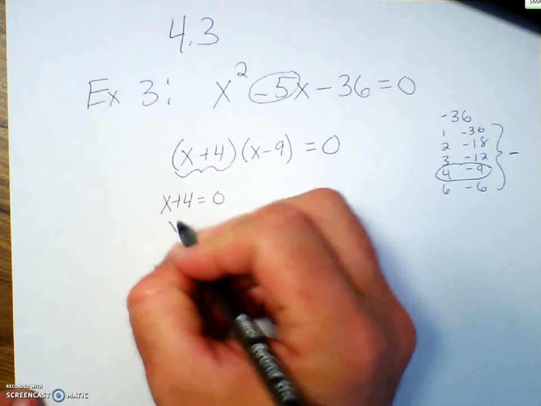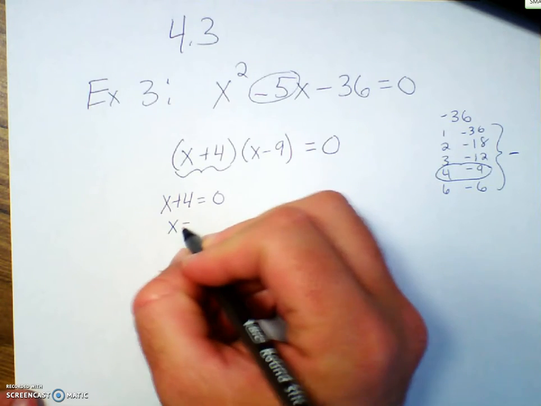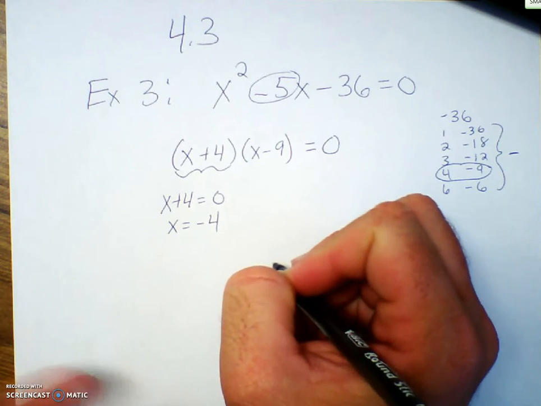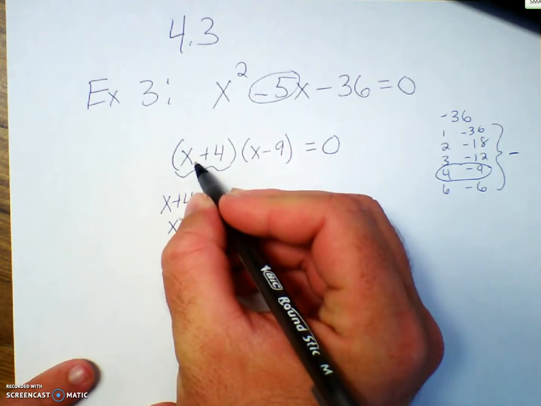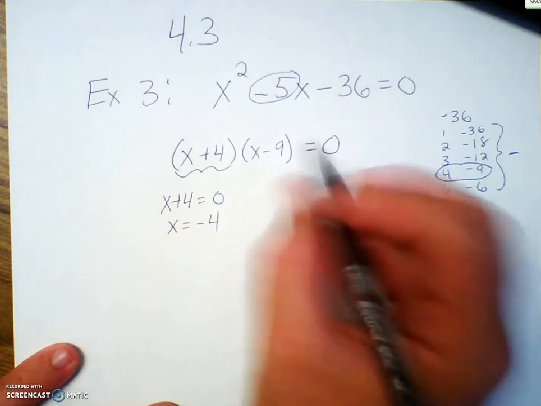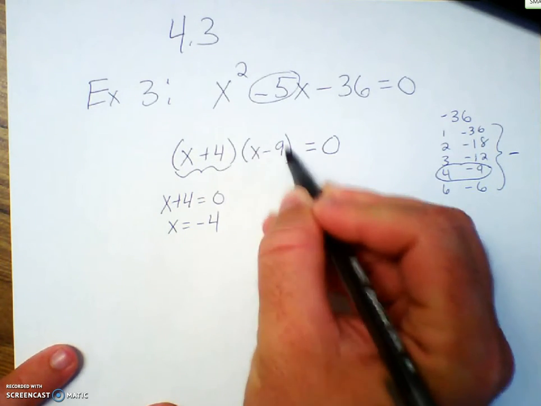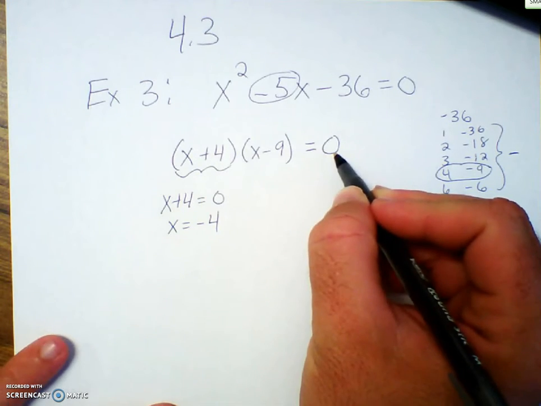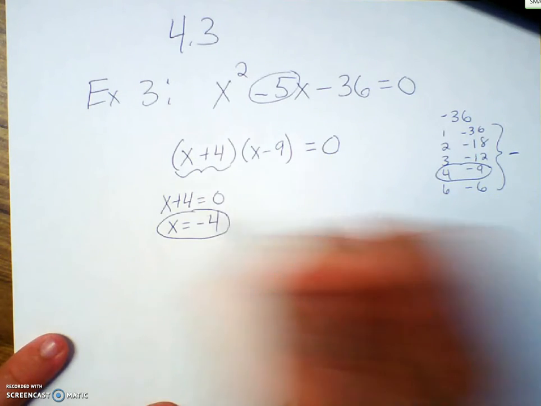So if I set this equal to 0 and I solve, I subtract 4 from both sides, I get -4. If I plug -4 in for x, -4 plus 4 is 0. It doesn't even matter what this is. It can be any number. If I multiply it by 0, it's going to give me a 0. So this is one of my solutions.